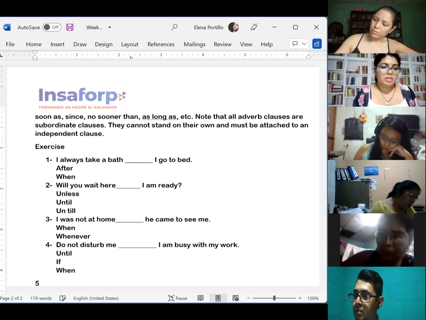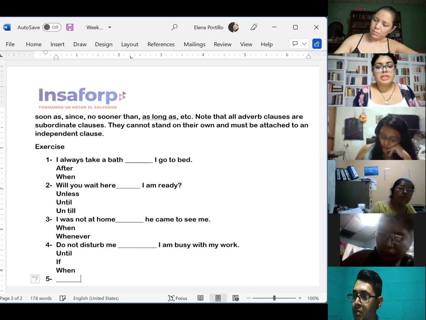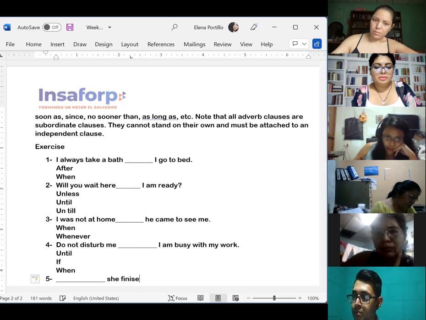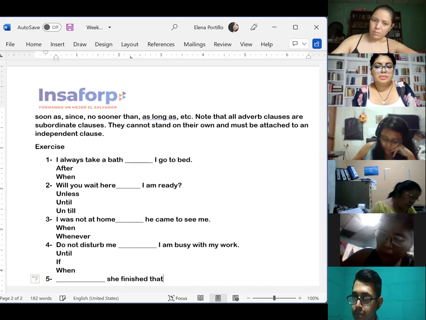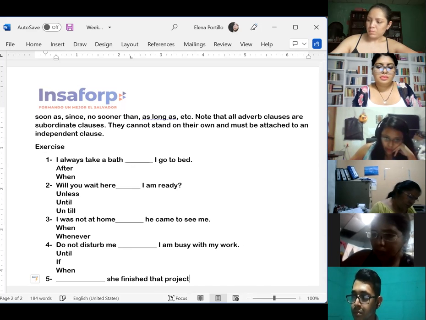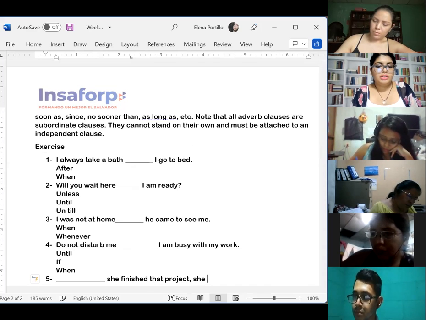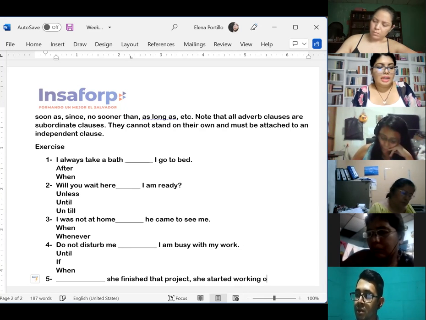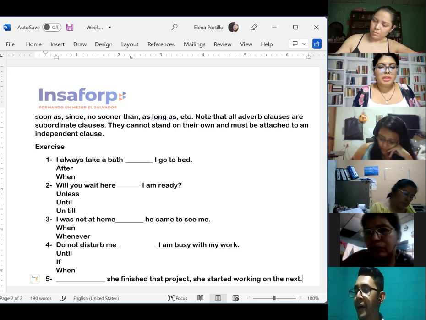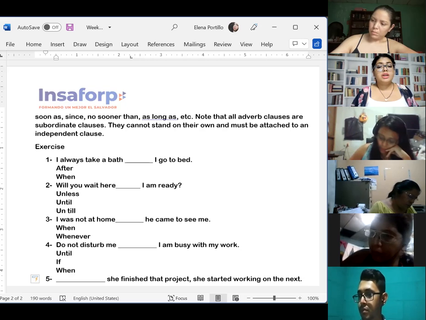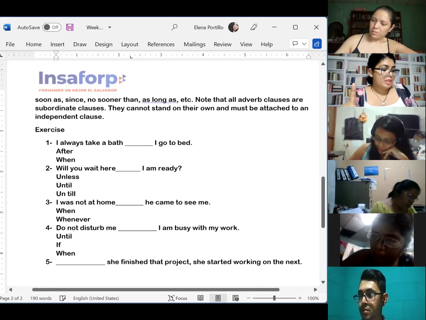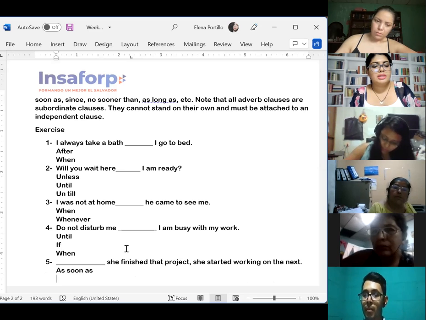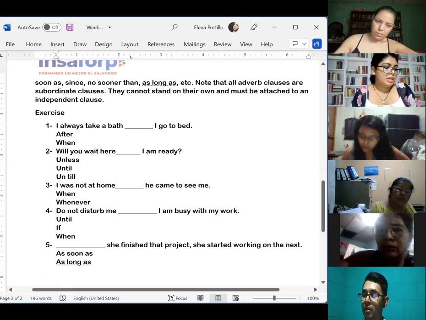Then we have number five, and we have the space at the beginning of the sentence. And it says, she finished that project, she started working on the next. We have three options in this sentence. We have number one, as soon as. Then we have as long as. And the last one is as far as.